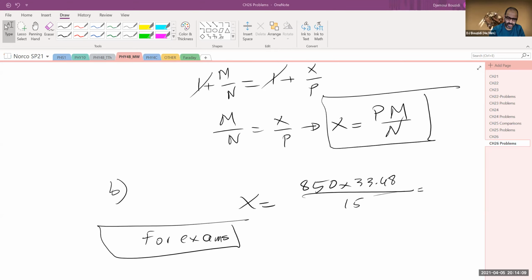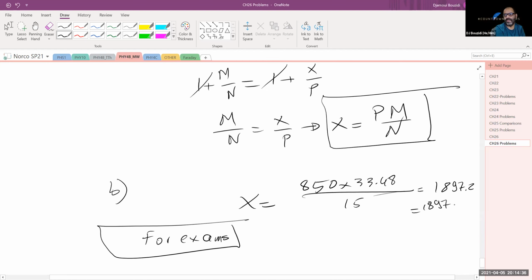850 times 33.48 divided by 15. It seems like the value of P is the one that we were tinkering with. 1897.2. I don't know how many sig figs, 4 sig figs, because the others are probably well-known values. So 1897 ohms, okay?